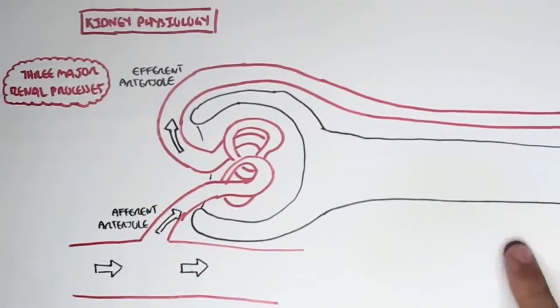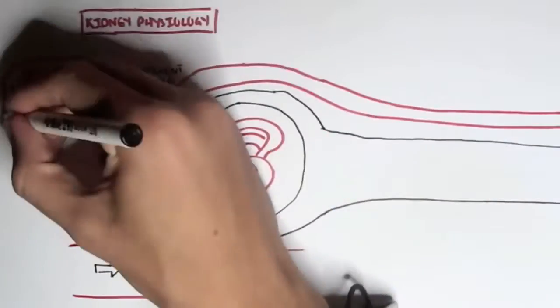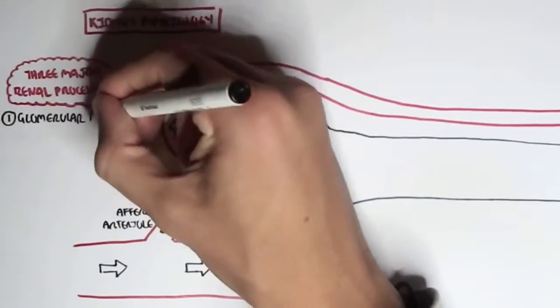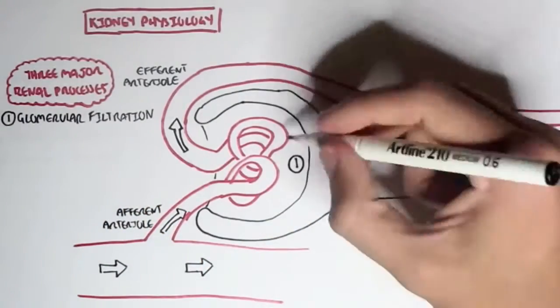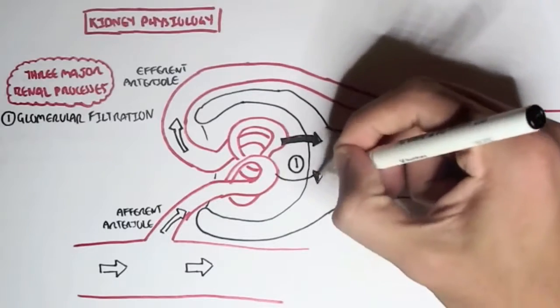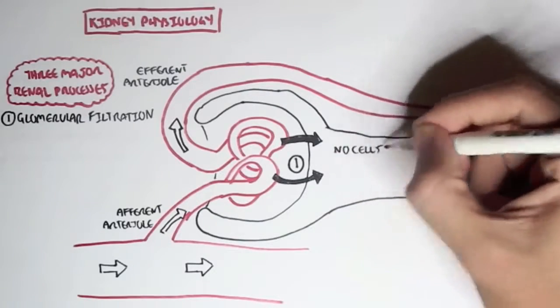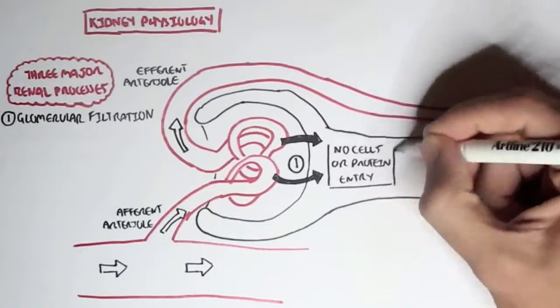The first of the three major renal processes is glomerular filtration, where substances from the glomerulus get filtered into the nephron. No cells or big proteins really enter. However, everything usually gets dumped from the glomerulus into the nephron.